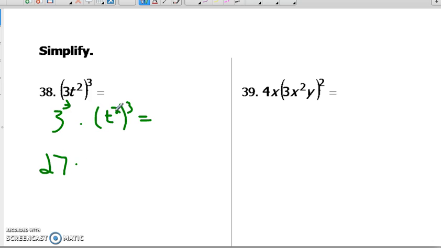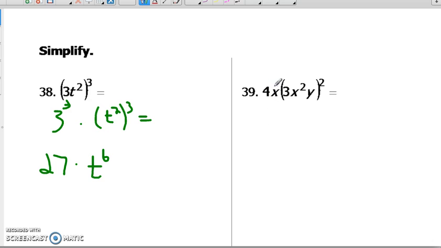And then t cubed. So this is our power of a power rule, where I take 2 times 3 to equal t to the 6th power. All right, and we can just leave it simplified like that. So let's go on to 39.